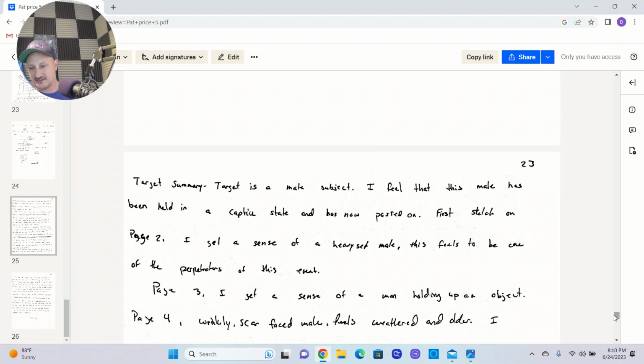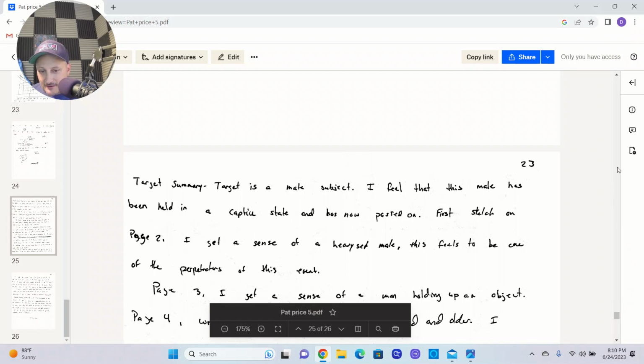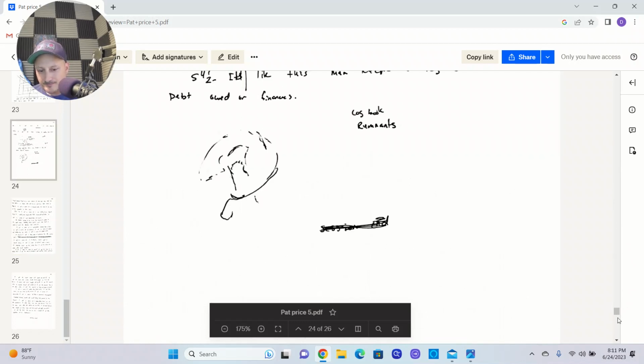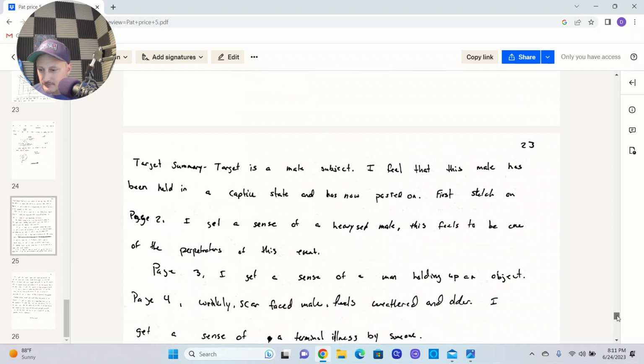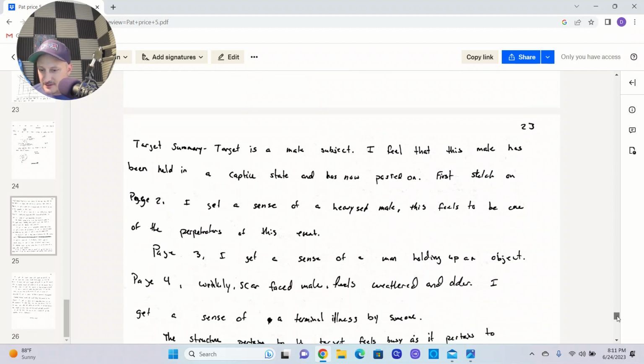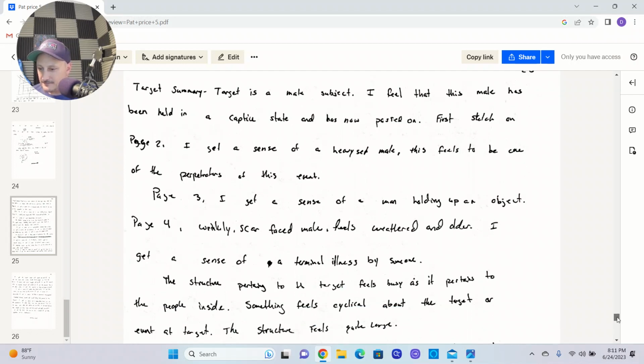Target is a male subject. I feel that this male has been held in a captive state and is now passed on. First sketch on page 2, I get a sense of heavyset males. Feels to be one of the perpetrators of this event. Get the sense of a man holding up an object. Wrinkly, scar-faced male, feels weathered and older. Get the sense of a terminal illness by someone.